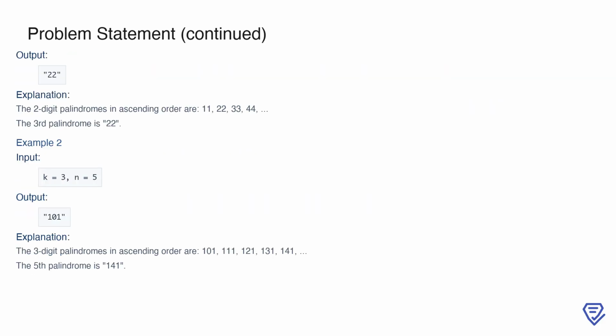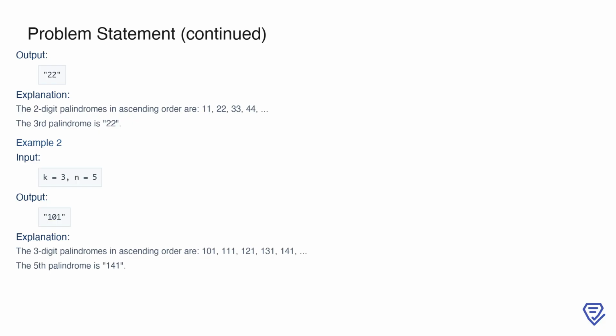To clarify the problem, let's look at some examples. First, consider k equals 2 and n equals 3. The task is to find the third smallest two-digit palindrome. The two-digit palindromes, in ascending order, are 11, 22, 33, 44, and so on. Here, the third palindrome is 22, so the output is the string 22.